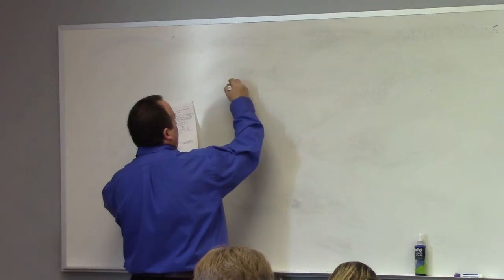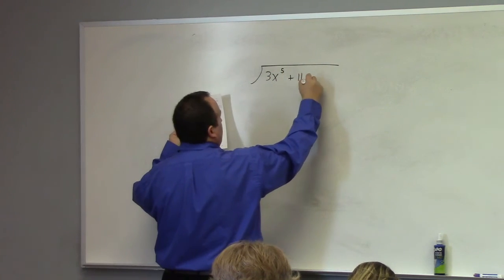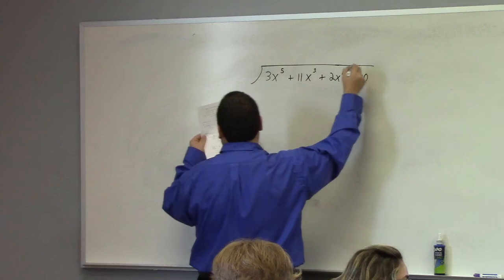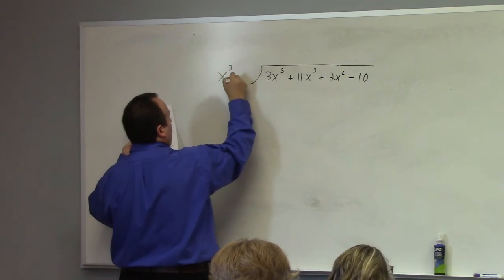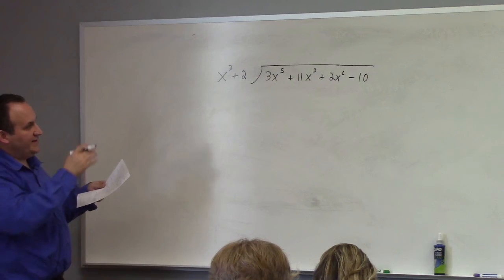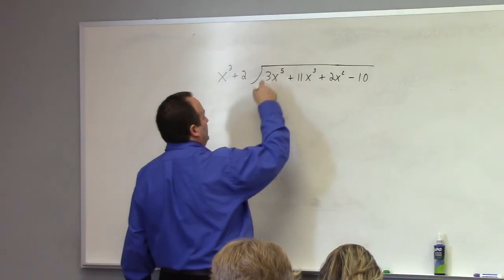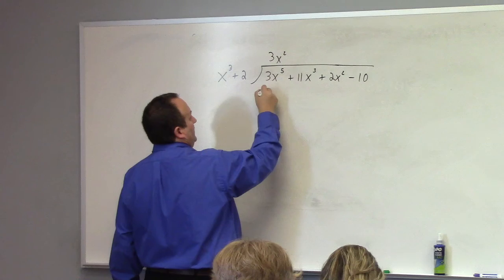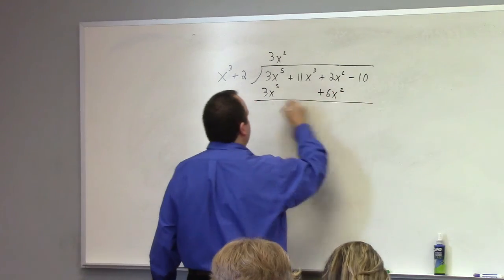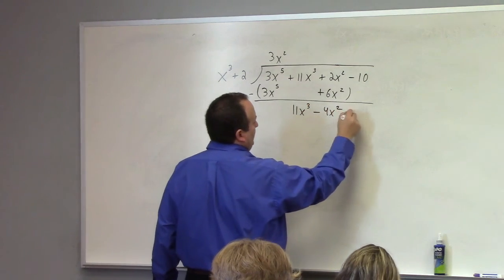All right, guys. So this one, long division, 3x to the 5th plus 11x cubed plus 2x squared minus 10. And over here we've got x cubed plus 2. And we're trying to decide, is x cubed plus 2 a factor of that 5th order polynomial? So if you want to do that, we just do long division and interpret the results. So this gives me 3x squared. So I multiply that out, I get 3x to the 5th plus 6x squared. Subtract those, like so. I get 11x cubed minus 4x squared minus 10.